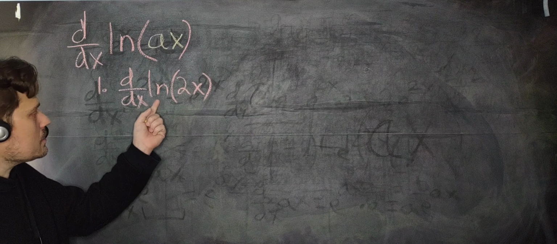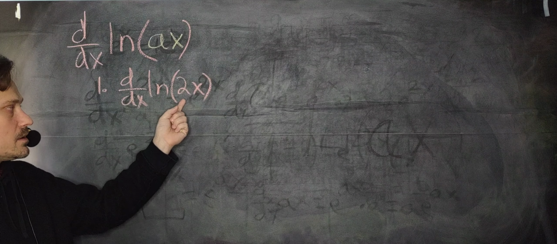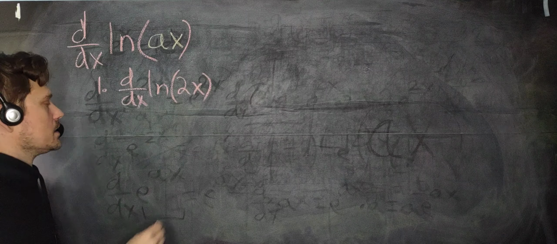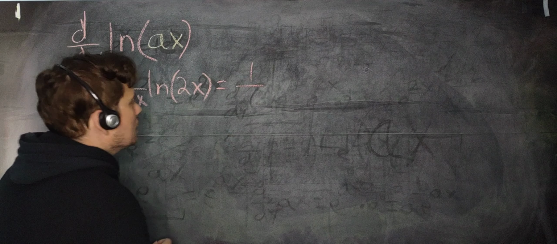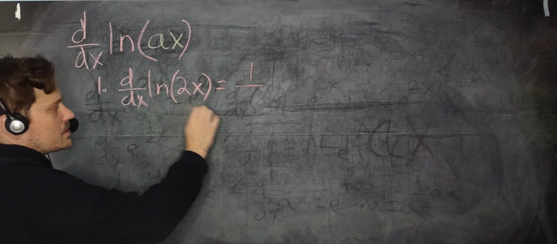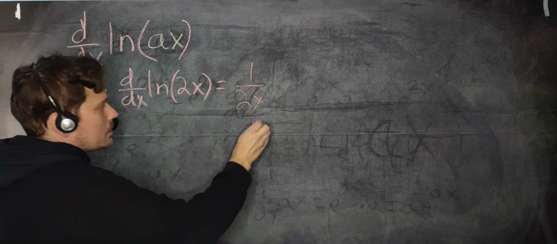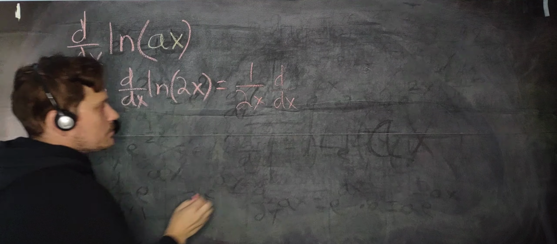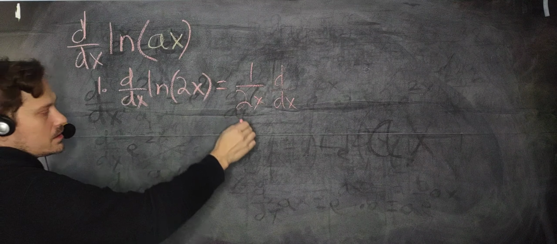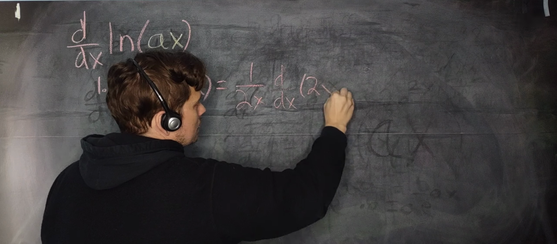You have to make an observation here. ln is the outside function, 2x is the inside function. So you can use the chain rule. In other words, the derivative of the outside would be 1 over, and the inside is the 2x, so that's going to come down here. And then you have to multiply by the derivative of the inside, which would be the derivative of the 2x that you see.